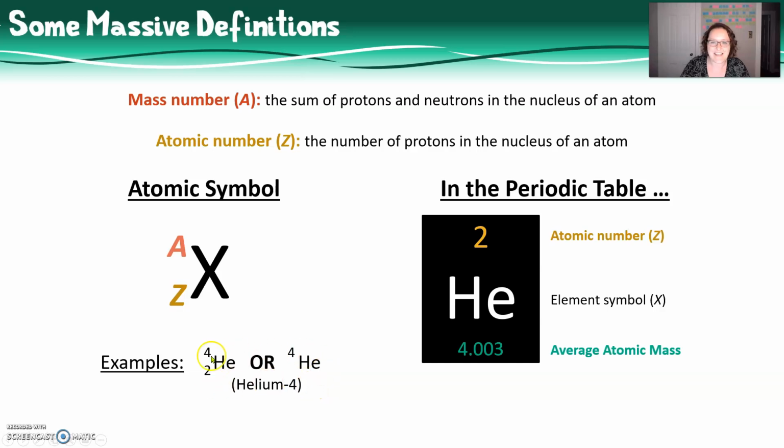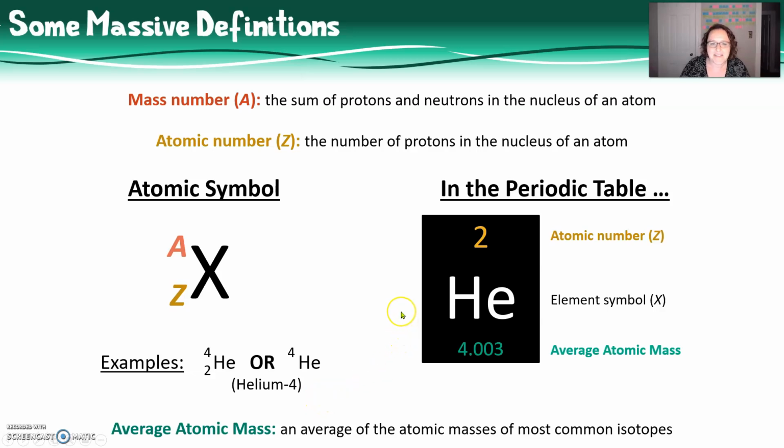We can see this in the example of helium-4 here, where the atomic symbol can be written either with the atomic number of 2, as we see on the left, or without, as the mass number is really the only important bit that needs to be included when referring to a specific isotope of an element. And it's why we often refer to this particular isotope as helium-4, which highlights that mass number.